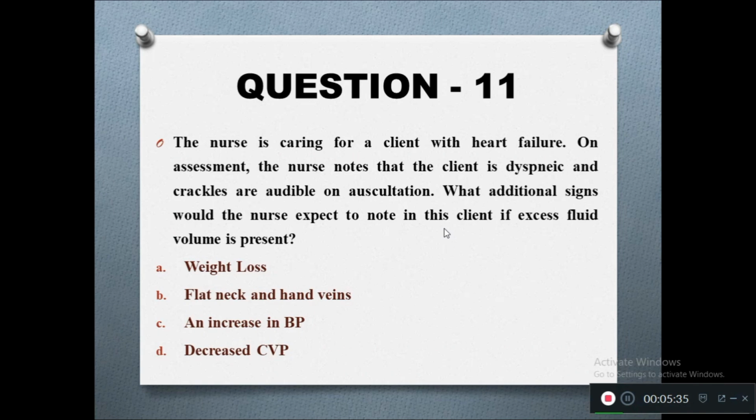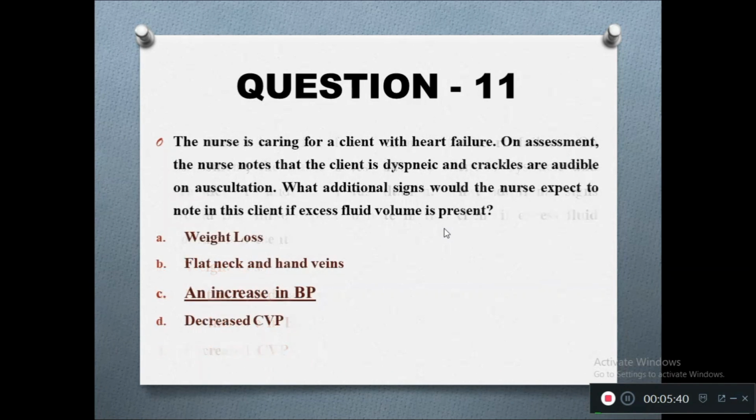So in this case, the patient can have an increase in blood pressure. When there is an excess amount of water on assessment, the nurse notes that the client has difficulty in breathing and crackles are audible. The nurse can come to the conclusion that increase in BP is the most common sign, because excess fluid volume is present in the heart failure patient.